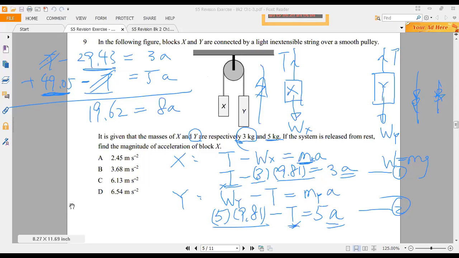So when you add that together, you will have this number, and the answer is: you just divide that by 8. It's 2.45. Okay, very typical question. So we take a 5 minutes break and then we will continue. Okay?